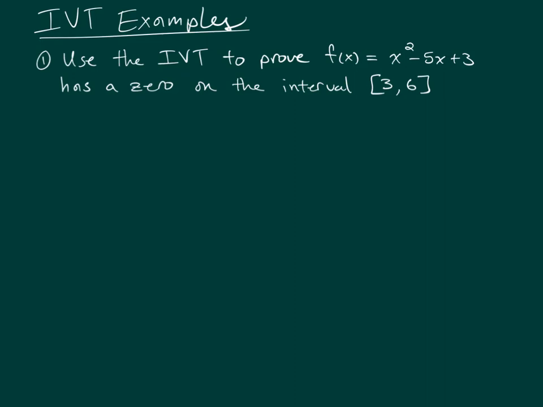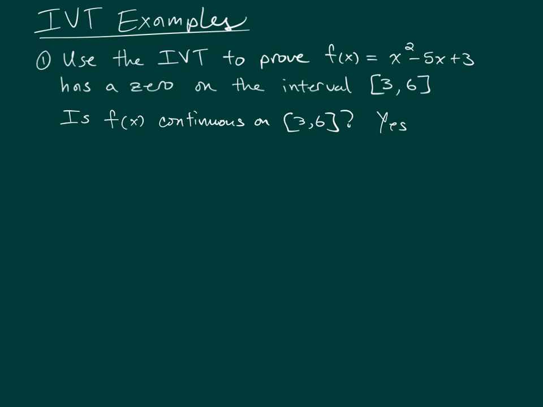Intermediate value theorem examples. Use the intermediate value theorem to prove f of x equals x squared minus 5x plus 3 has a zero on the interval 3 to 6. First thing we need to do is answer this question. Is f of x continuous on the closed interval 3 to 6? And the answer is yes, because f of x is a polynomial.